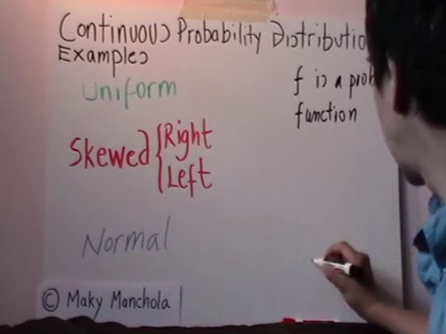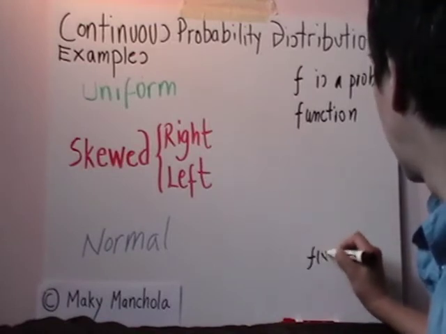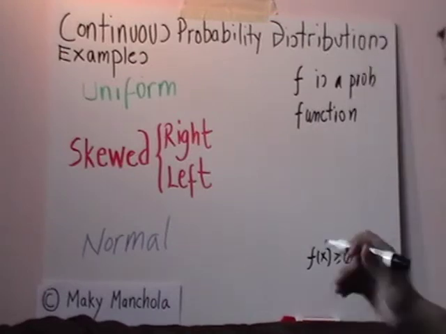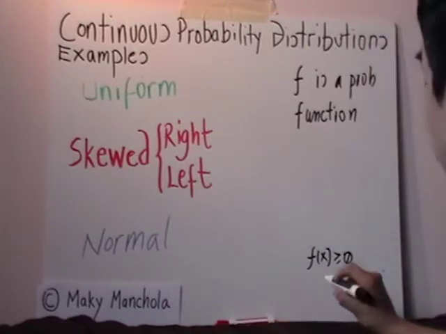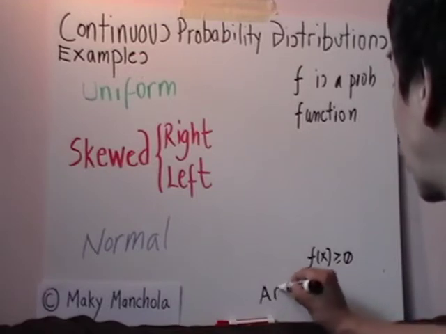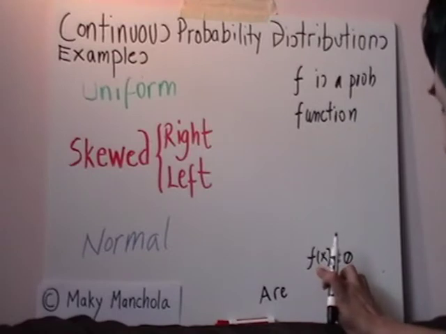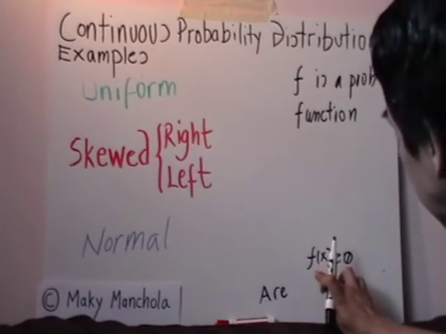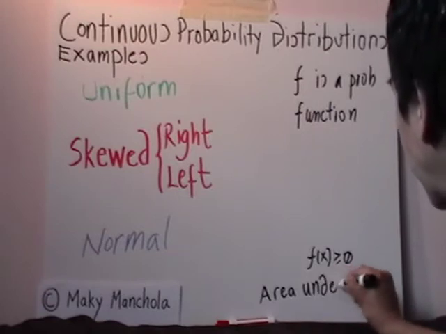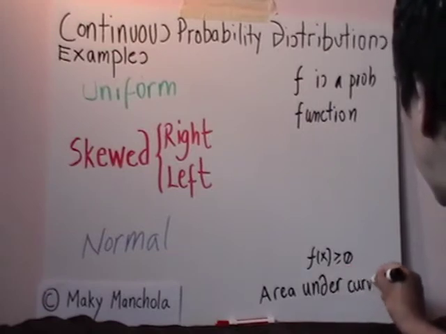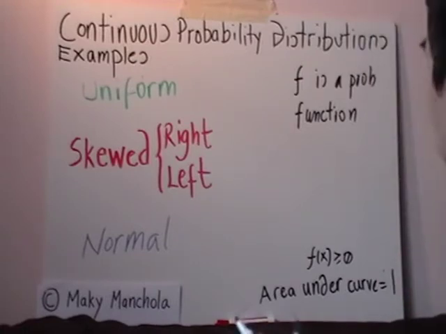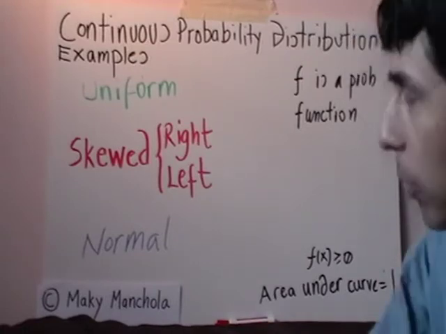First condition is that f of x is greater than or equal to 0 for all x. So you cannot have negative values for f of x. And the second condition is that the area under the curve, the area between the graph and the x-axis, is exactly 1. Area under curve is 1. So that's what it takes for a function to be a probability function.